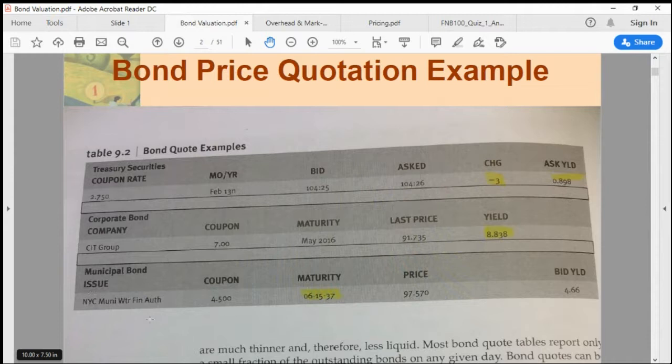And the municipal bond was issued by New York City Municipal Water Finance Authority. So New York City government, right? And the coupon rate is 4.5%. So you might say, oh, that must be $45 a year. No, actually, it is not $45. Why? Because only the muni bond has different face value. The muni bonds have $5,000 face value, 5,000.